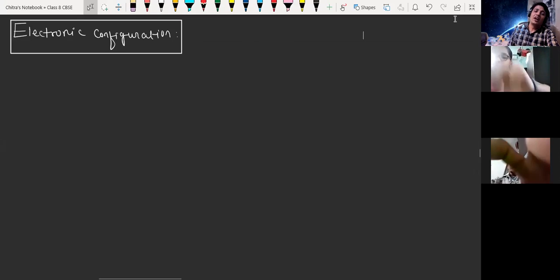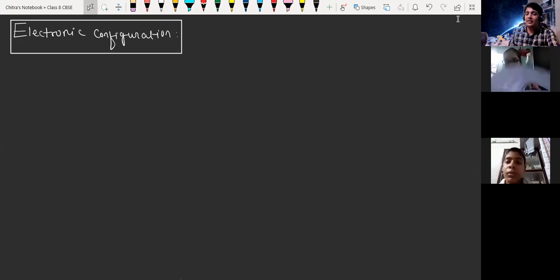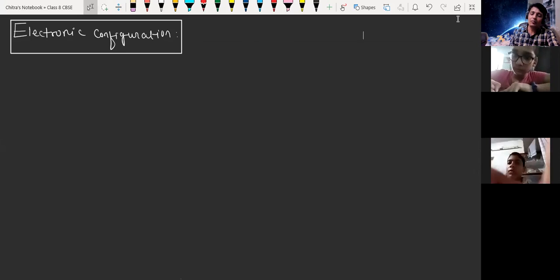So now we are going to start the electronic configuration. It is a very important point. It will come in your next class, means 9th class, even in 10th class. But a little scenario of electronic configuration will change in 11th and 12th. Otherwise, the distribution of electrons from 8th to 12th class is similar. Only the different things, like in detail, we will discuss in 11th and 12th class.